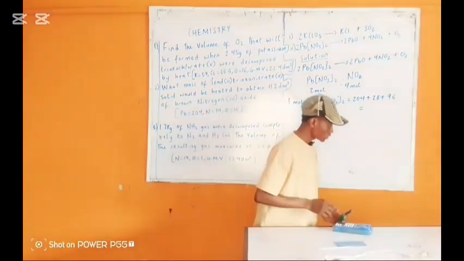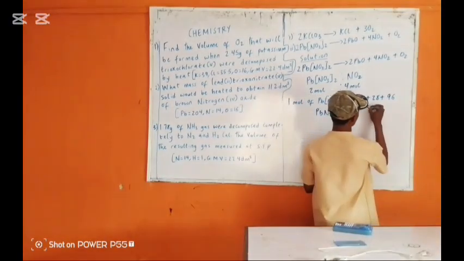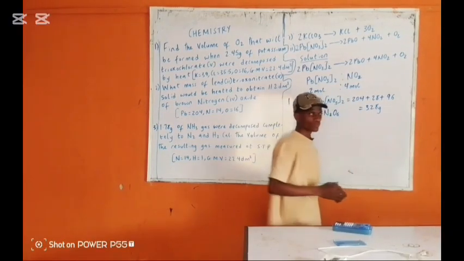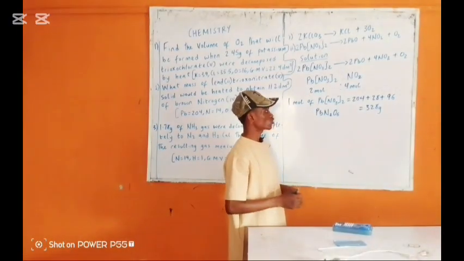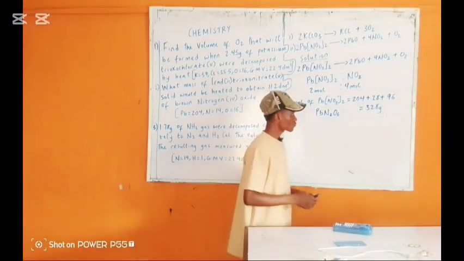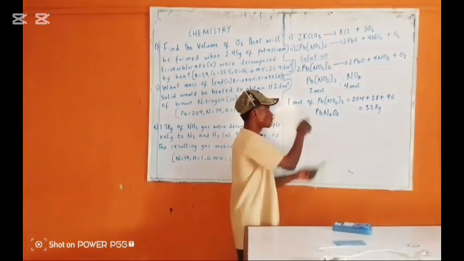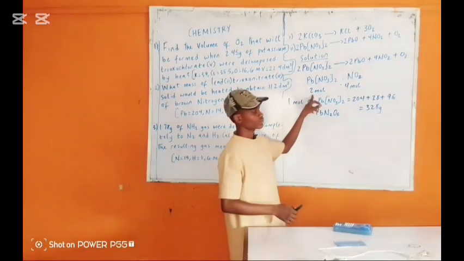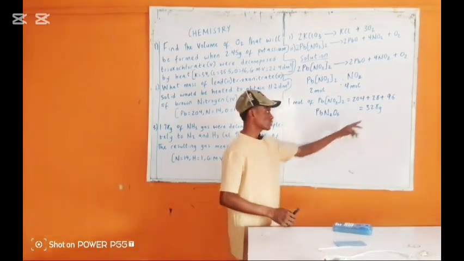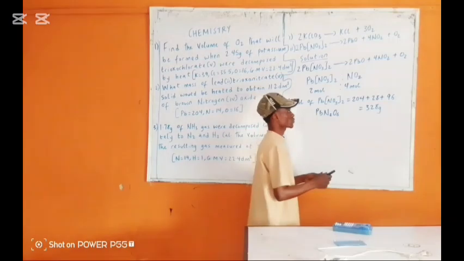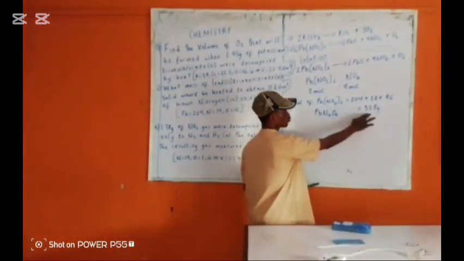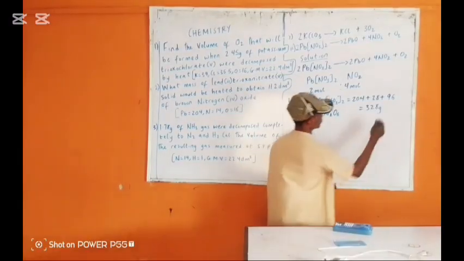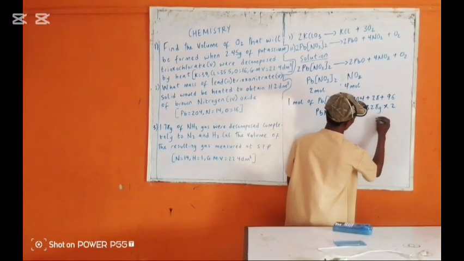We have 328 gram. So 1 mole of this weighs 328 gram. But how many moles do we have here? We have 2 moles. So that will be this times 2. If 1 mole weighs 328, 2 moles will weigh the value multiplied by 2.